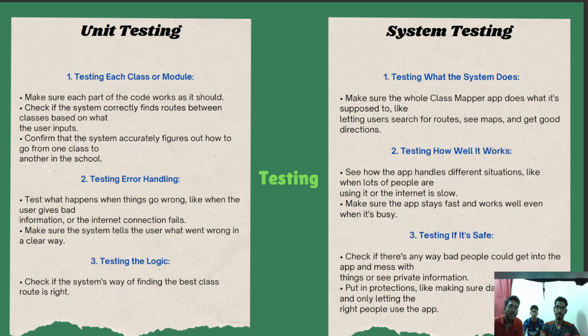Okay, here we have two types of testing. One is unit testing, and the other is system testing. Unit testing has three parts: testing each class or model, testing error handling, and testing the logic. System testing is testing what the system does, testing how well it works, and testing whether it is safe or not.